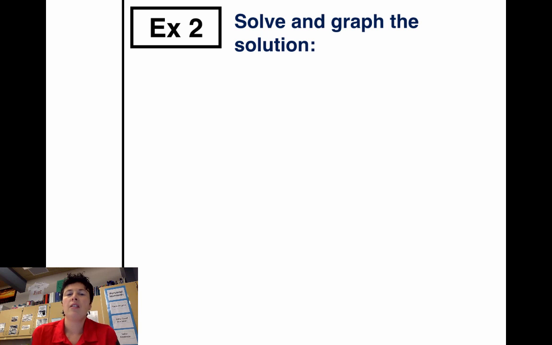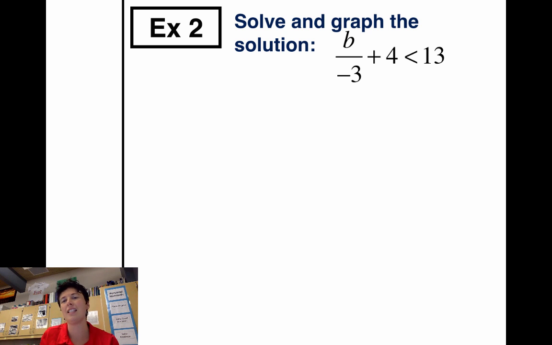Example 2. Solve and graph the solution. So here is our problem. b over negative 3 plus 4 is less than 13.